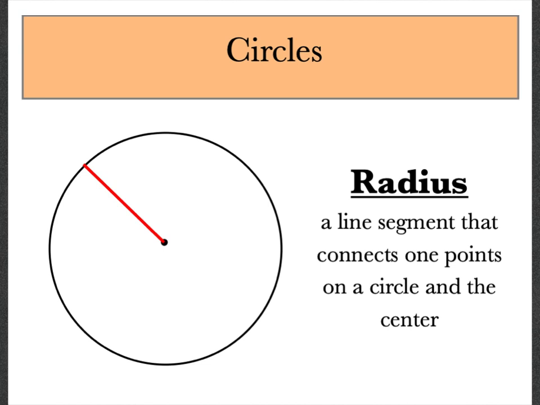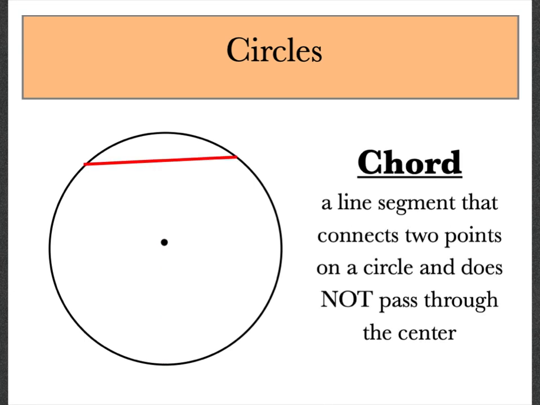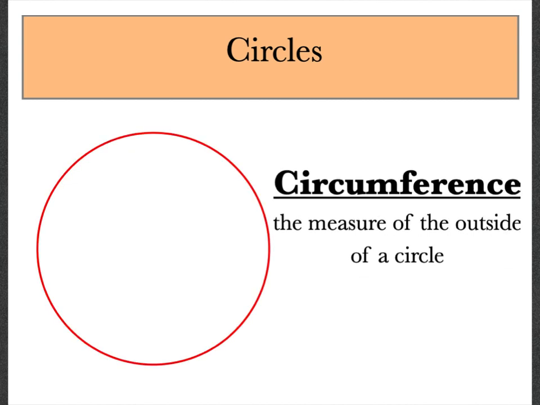Okay, so this is radius. A line segment that connects one of the points on the circle to the center, just like little Radius that in the story went from the center to the bottom to show his height. The radius could be anywhere around the circle. And then here's an example of a chord. It's a line segment that connects 2 points on a circle that does not pass through the center. So just like Cord the dog.